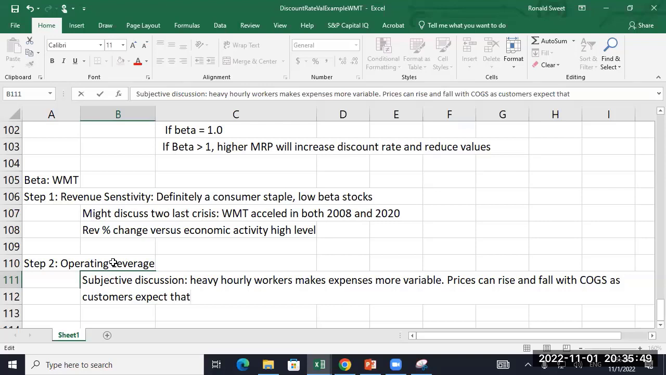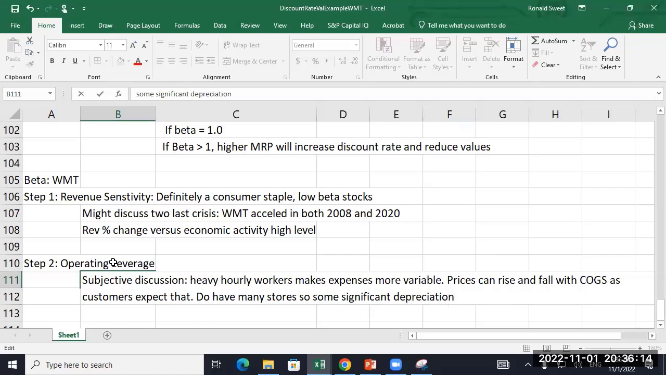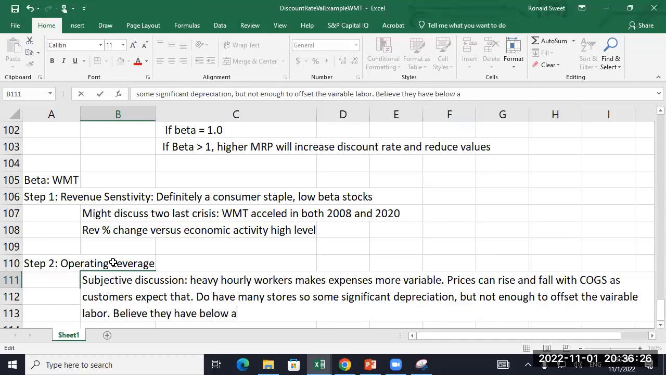Rarely. There may be people like that: Walmart, man, you charged a dollar last year, now it's $1.50, what are you doing to me? But no, most people understand, yeah, prices are up. They kind of know they have to pay whatever is there. So some subjective. They do have many stores, so some significant depreciation, but not enough to offset variable labor. So I believe they have low average fixed cost, your expenses, something along those lines.